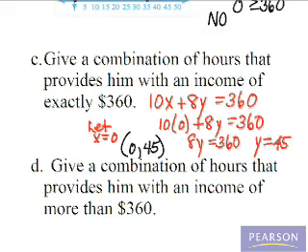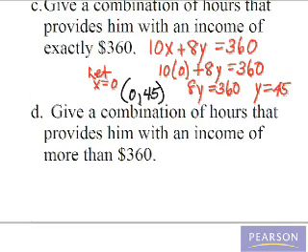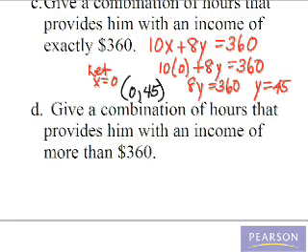Part D asks, give a combination of hours that provide him with an income of more than $360. So there are many answers, and one possible answer is 10, 35.